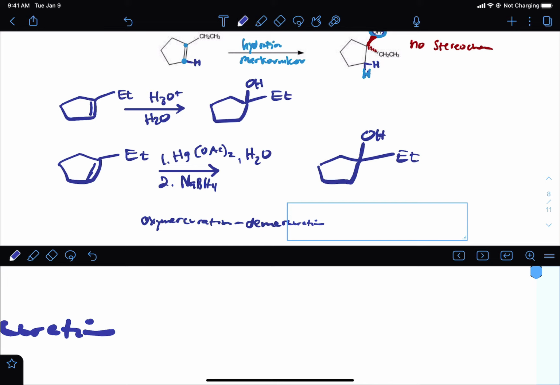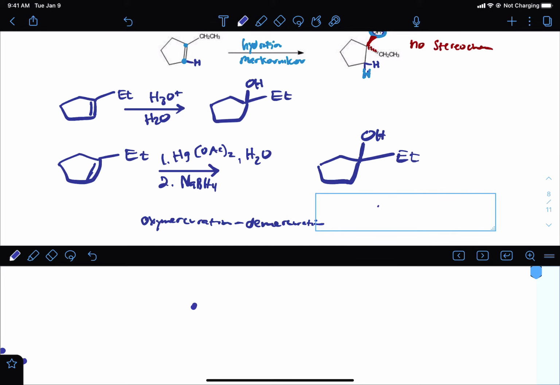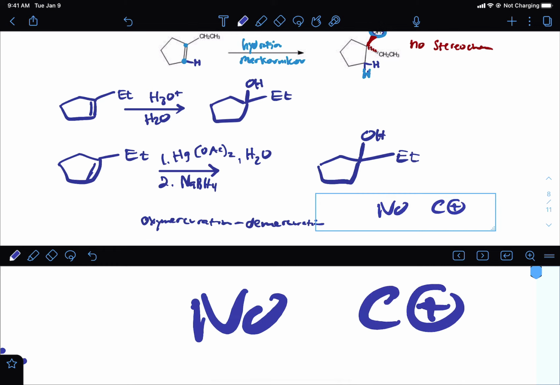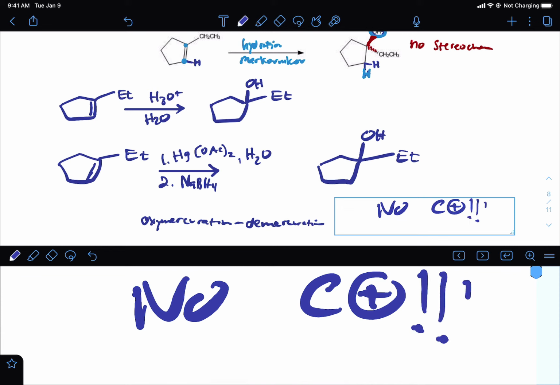And specifically, there are no carbocations in this mechanism, which means that you can't have rearrangements. If you use oxymercuration, demercuration, rearrangements are not an option. They are not available. They will not happen.